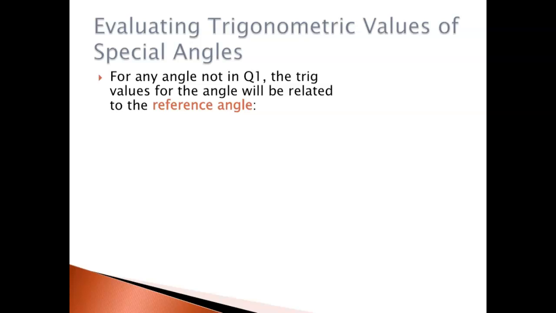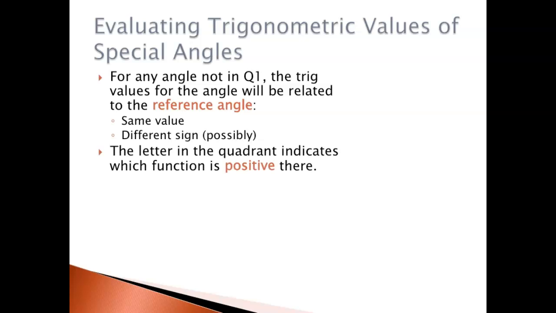Now, for any angle that's not in quadrant 1, the trig value for the angle will be related to the reference angle in that it will have the same value, but it could possibly have a different sign. So it might be positive, it might be negative.